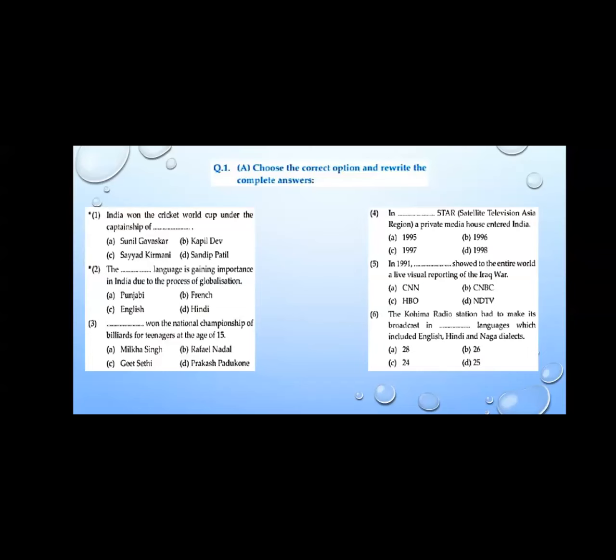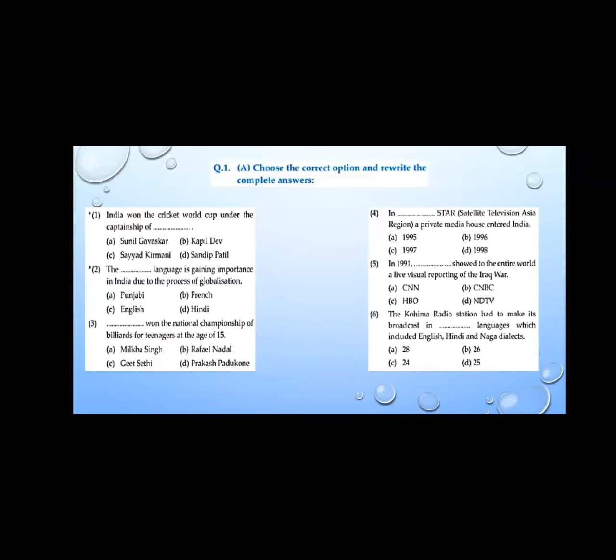Then the fourth one: in dash, that is Satellite Television Asia Region, a private media house entered India. You need to mention which year, whether it is 1995, 1996, 1997, or 1998. The correct answer is 1998. So you write the full sentence again here: in 1998, Star, that is Satellite Television Asia Region, a private media house entered India, and you underline the answer, 1998.